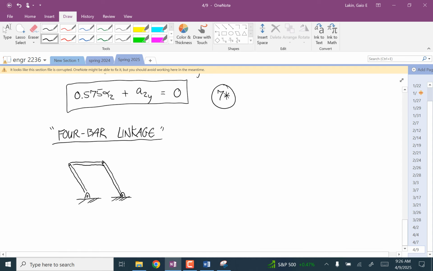And let's give some angles. Let's say this is 50 degrees. This is 50 degrees. Let's say we'll make all of this sort of the same lengths. So this is 1 meter. And I'll name these members 1, 2, 3, and the joints A, B, C, D. And the only external load we're going to apply is a couple on this body, on member 3. And let's say that's 100 Newton meters.